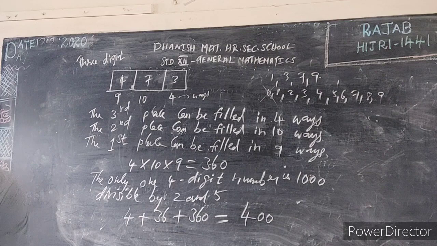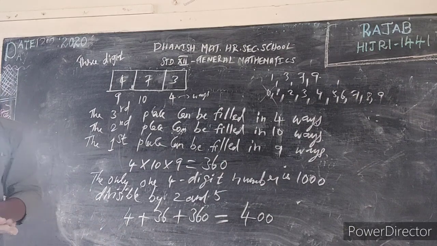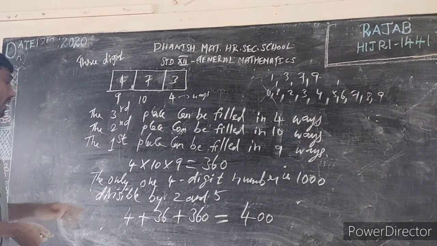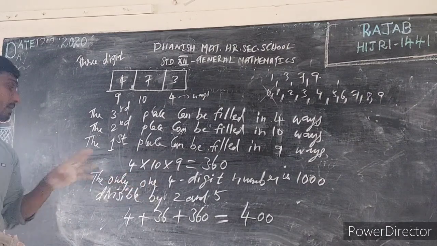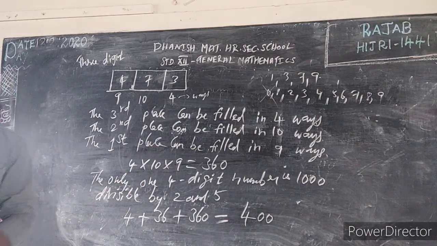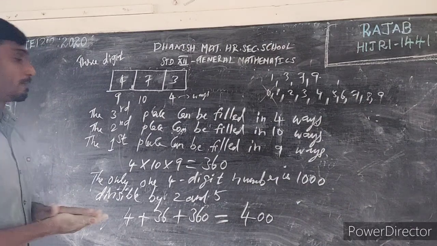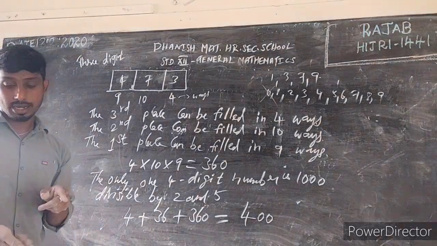So what is the question asking here? How many numbers between 1 and 1000, both inclusive, are divisible neither by 2 nor by 5? The only 4-digit number, 1000, is divisible by 2 and 5, and the answer will be 400. Okay, so you understood, children?